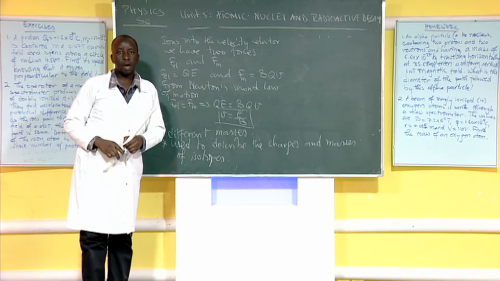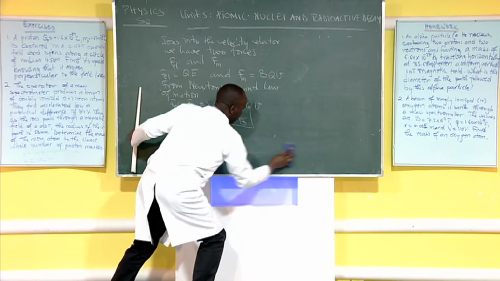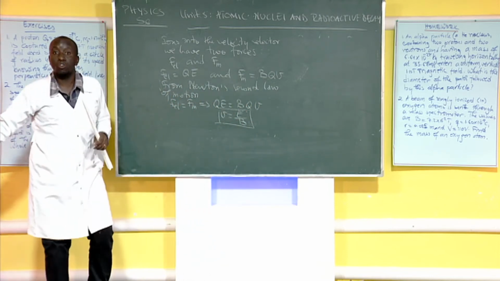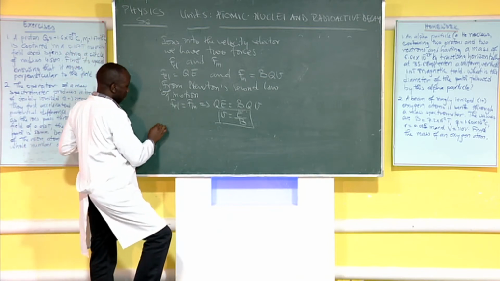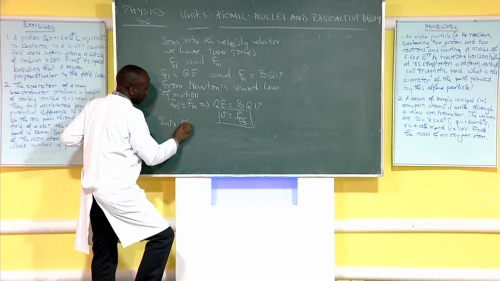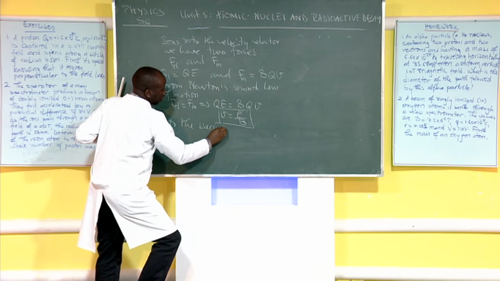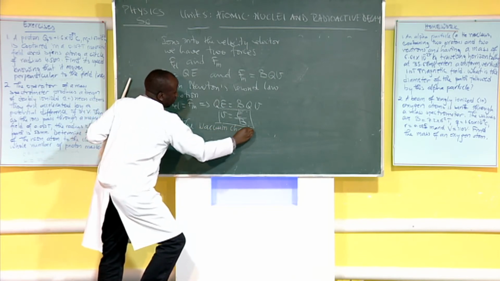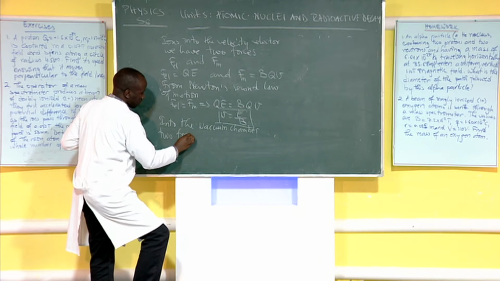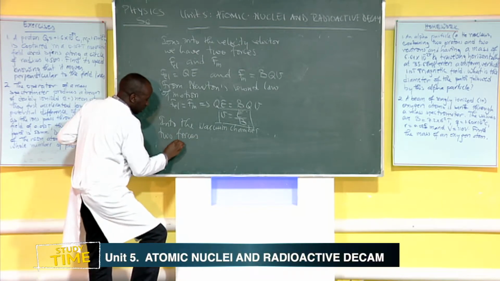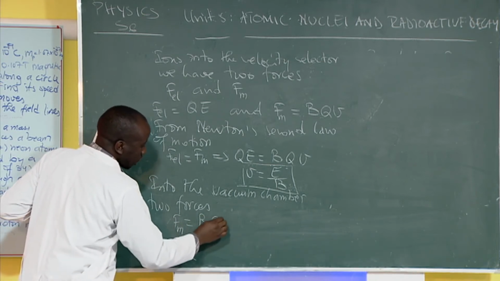Okay, students. Now, let's continue by asking ourselves what will happen when these ions reach the vacuum chamber. So in the vacuum chamber, we have two forces again. One is again the magnetic force as usual, which is equal to B Q times V.